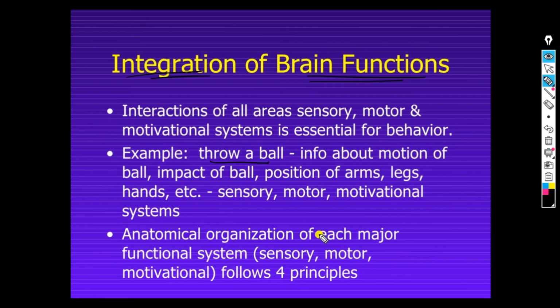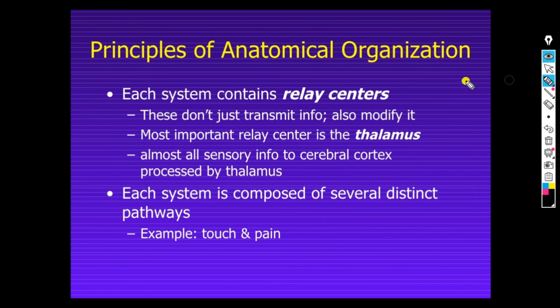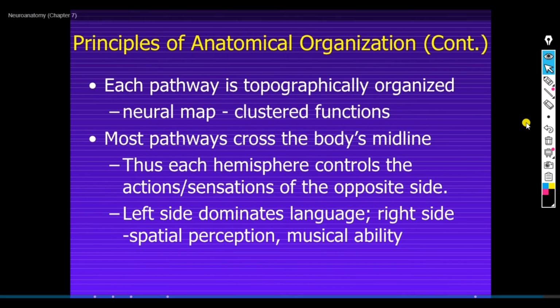Sensory, motor, motivational systems. The anatomical organization of each major functional system, sensory, motor, motivational, follows four principles. Principles of anatomical organization: each system contains relay centers. They don't just transmit information but also modify it. The most important relay center is the thalamus. Almost all sensory information to the cerebral cortex is processed by the thalamus. Each system is composed of several distinct pathways, for example touch and pain.